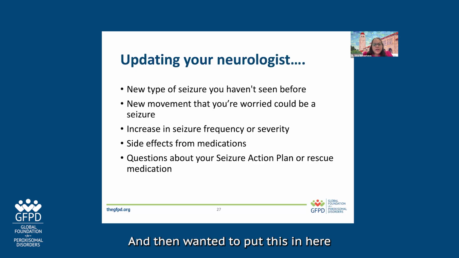And then wanted to put this in here as well, when to update or touch base with your neurologist. Anytime your child or loved one or you have a new seizure type you haven't seen before, your neurologist would want to know. A new movement you're worried about. Could this be seizure? Could this not be seizure? If seizures are sort of upticking in frequency or becoming more severe, if you're worried about medication side effects, if you've got questions about your medications, your seizure action plan, or your rescue medication, or anytime you're worried about something, let your neurologist know.